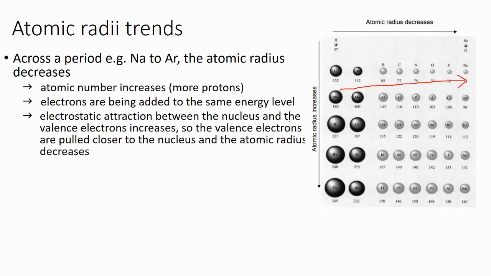And so the electrostatic attraction between the nucleus and the valence electrons increases because there's more protons, more plus, but they're at the same energy level. So the valence electrons are pulled closer to the nucleus and the atomic radius decreases, so the atoms get smaller. So across a period, the atomic radius decreases, and this is the reasons. So you need to be able to state the trend and then give the reasons.